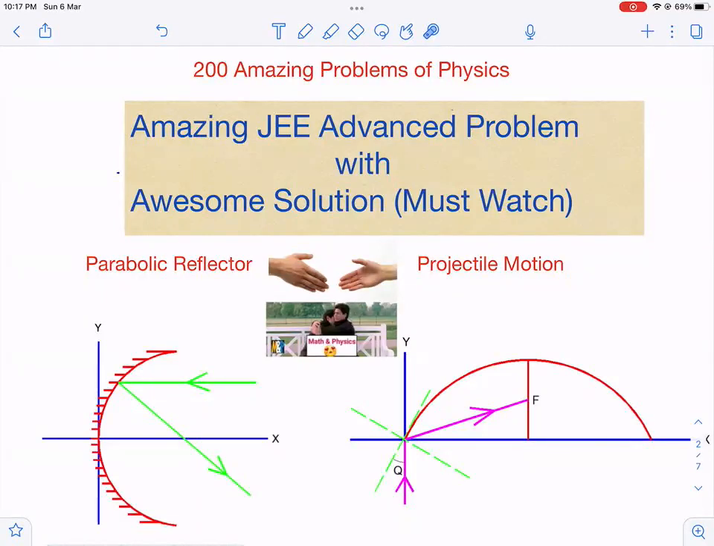Why I'm telling that this is such an amazing problem? Because in this problem, we are going to use the concepts of maths, and in physics, we are going to use the concept of projectile motion, and then we are going to use the concept of geometrical optics, right? So let us straight away go to the problem and see.